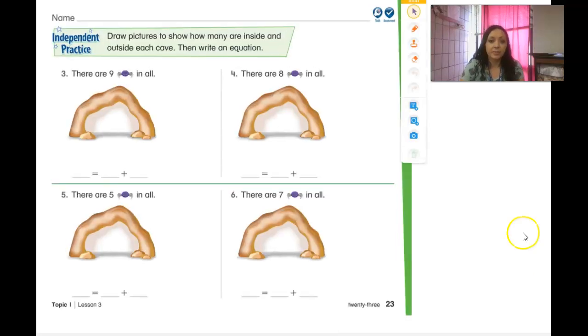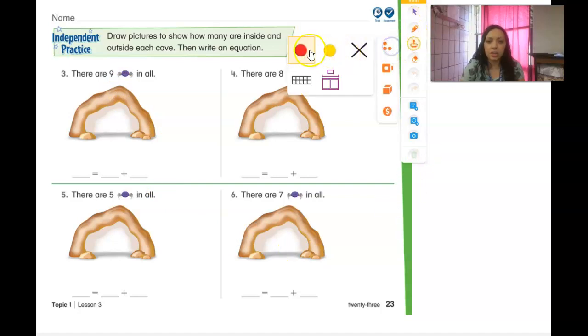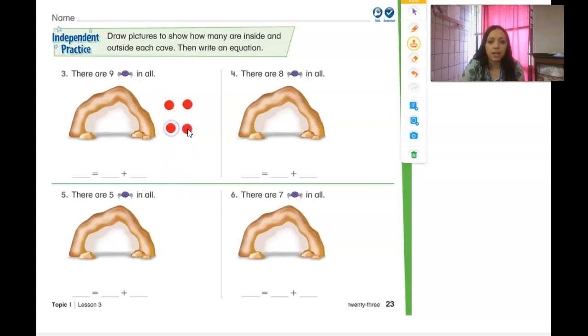All right, let's look. Oh, these are spiders. It says there are 9 spiders in all. Okay, so I have 9. So I get to choose how many I put. And I'm just going to do the little dot since the spider is round. So I'm going to say, well, let's just put 4 outside. So I'm at 4, but I need to get to 9. So I could say, okay, 4, 5, 6, 7, 8, 9. So I have 9 spiders in all.